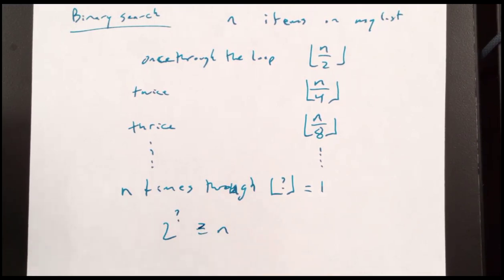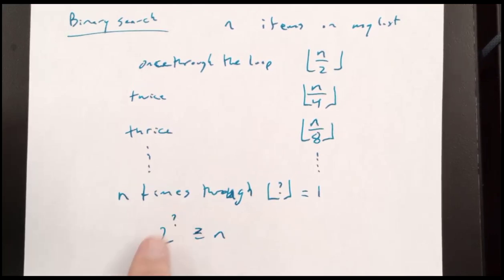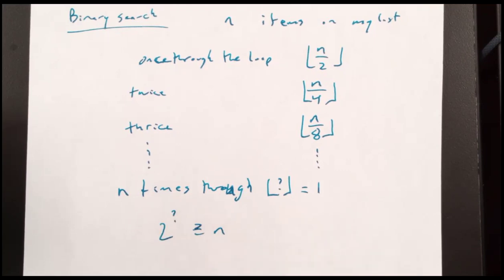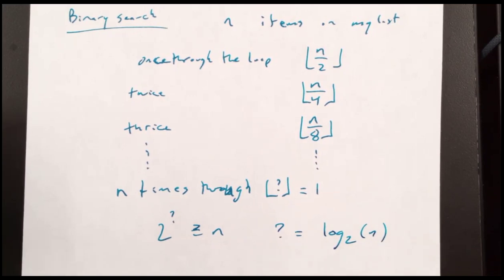How do I solve for the question mark in that expression? Log base something. What's the something? That's the base, because that's base, power, answer. So really, the question mark is the log base 2 of n. But I want it to be bigger than or equal to, right? It might not be an actual whole number of steps, right?